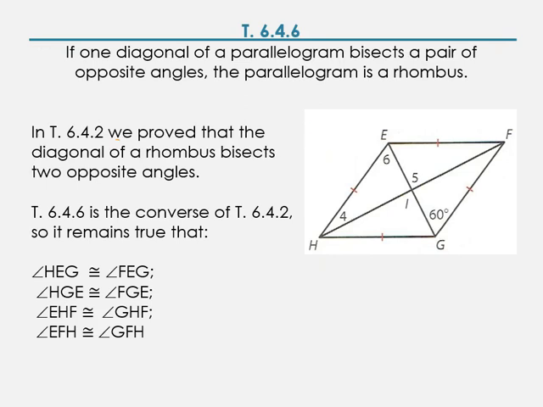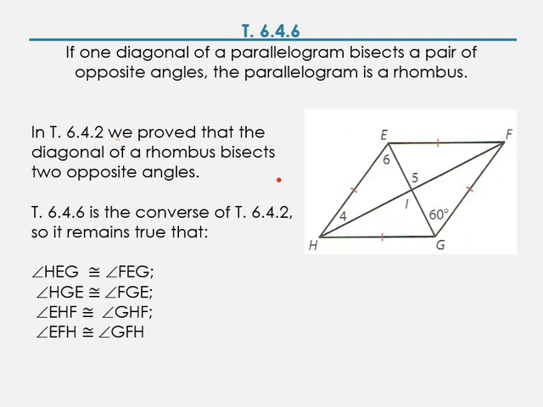Theorem 6.4.6. If one diagonal of a parallelogram bisects a pair of opposite angles, the parallelogram is a rhombus. So in this case, we have a diagonal. If we can prove that the opposite angles are congruent, then we know we have a rhombus.